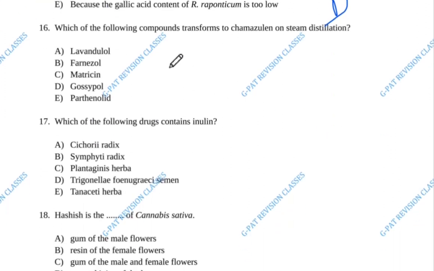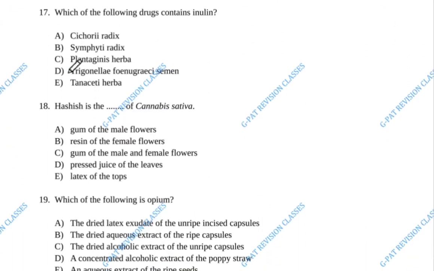Next is 16 question number. Which of the following compounds transforms to chamazulene on steam distillation? The answer is C. Matricin. Next is 17 question number. Which of the following drugs contains inulin? The answer is A. Chicory root. The answer is A.